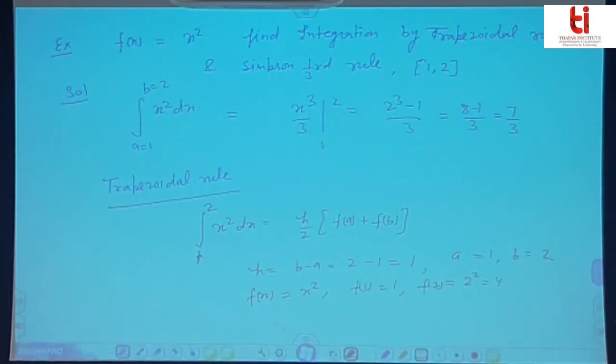So the integration value will be what? h is 1 upon 2, f of a is 1, f of 2 is 4. That is 5 upon 2. This is the integration we are getting by the trapezoidal rule, that is 2.5. Here the exact integration value is 2.3, and by trapezoidal we are getting 2.5. So we are getting some error.